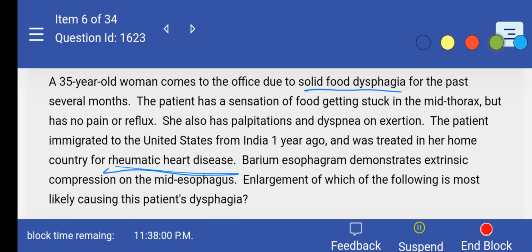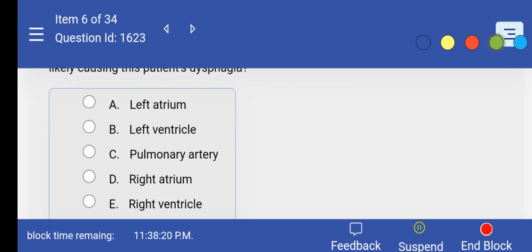Barium esophagram, okay, demonstrates extrinsic compression on the mid esophagus. Enlargement of which of the following is most likely causing this patient's dysphagia? Very easy question. So option A is left atrium.